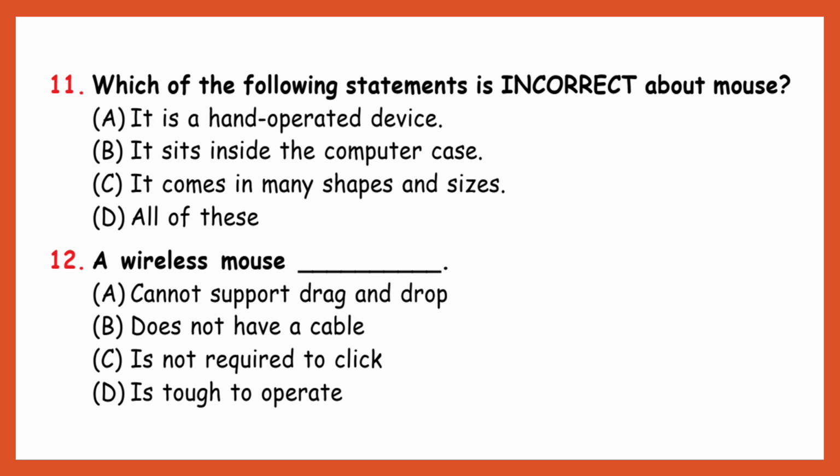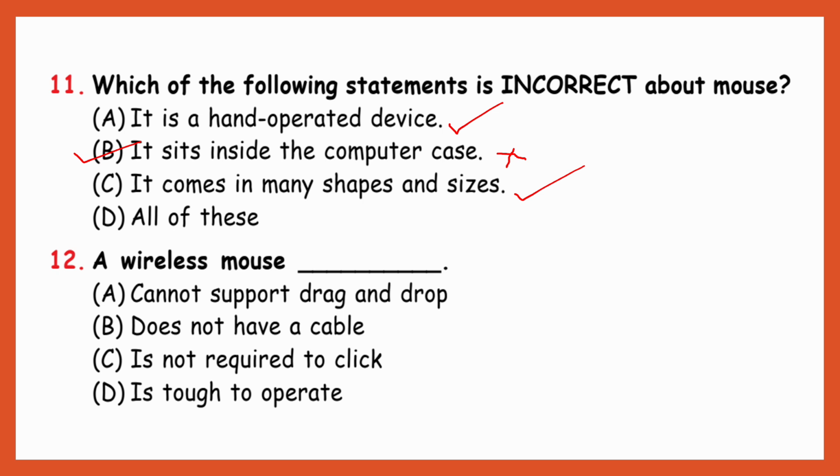Which of the following statements is incorrect about mouse? Option A, it is a hand operated device. Is it correct? Yes. It sits inside the computer case. Is it correct? No. Then, it comes in many shapes and sizes. Yes. Option D, all of these. So, which of the following statement is incorrect about mouse? It sits inside the computer case.